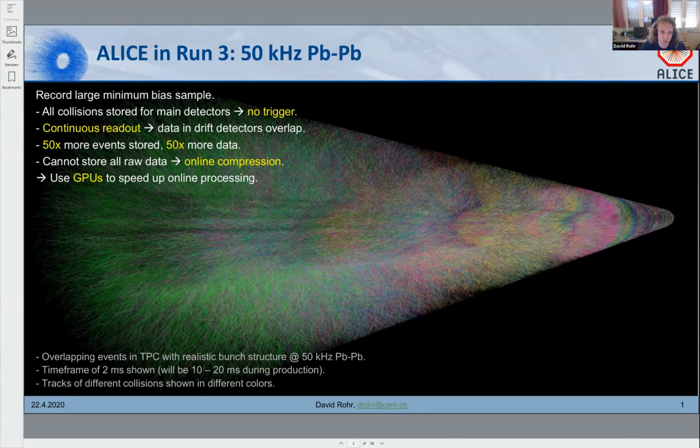In total, we will record 50 times more events than before, and we will not have any trigger. So we have to store all that, which means 50 times more data. And of course, the computing resources and the storage capacity don't scale with that. So we have to employ sophisticated online processing and compression. And we will use GPUs to speed up that processing.